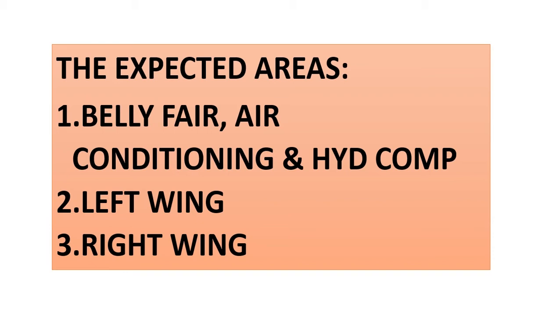The expected areas for this leakage. Number 1, the belly fairing. This is the underside of the skin of the fuselage at the center between the wings, and also the air conditioning area and hydraulic compartment or main wheel well. Okay. Number 2, the left wing. Number 3, the right wing.